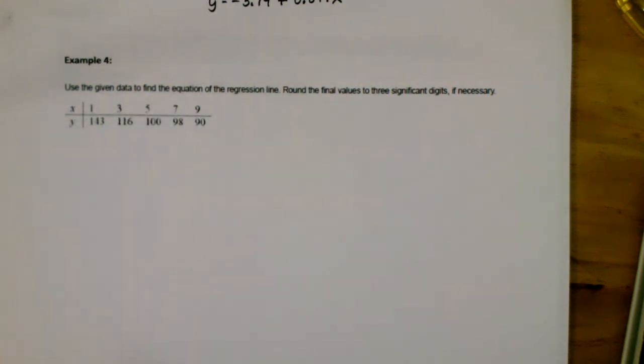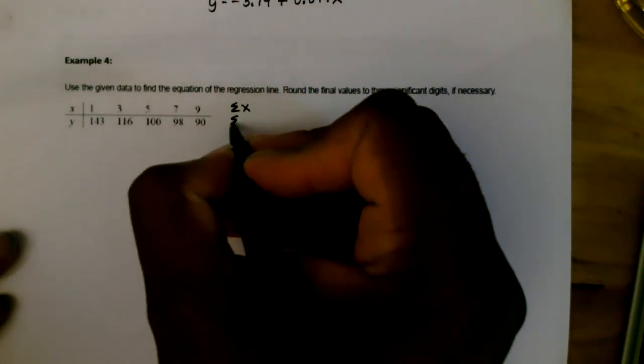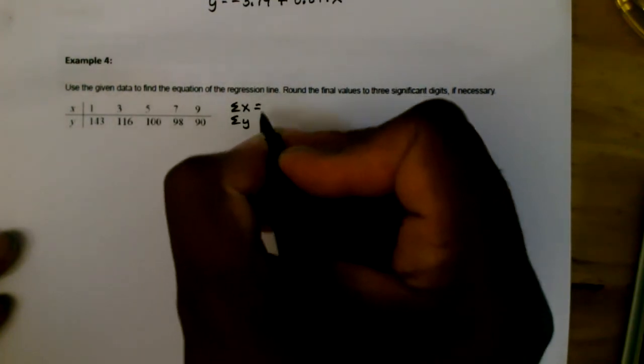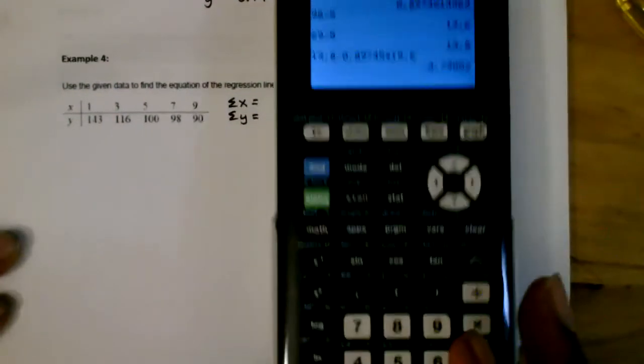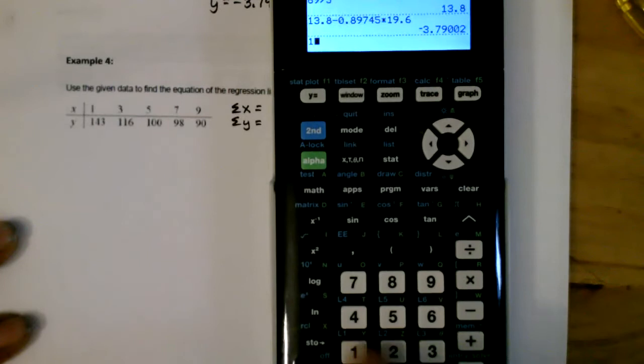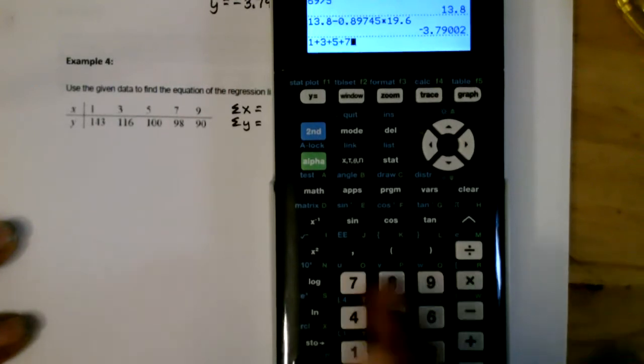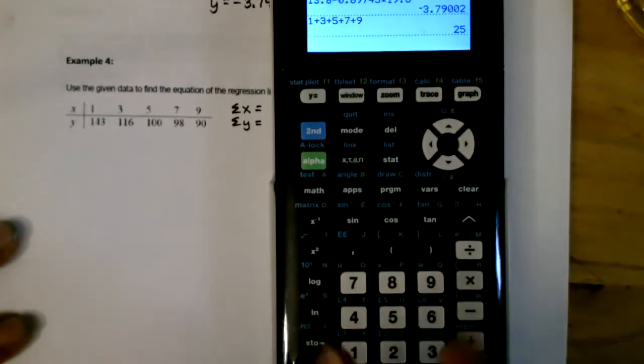Okay, so here's our data set here. And there are 5 paired data, so I know what n is going to be equal to. It's going to be 5. Let's go ahead and find the sum of the x and the sum of the y. The sum of the x coordinates here, that's just 1 plus 3 plus 5 plus 7 plus 9. That would be 25. So the sum of the x's is 25.